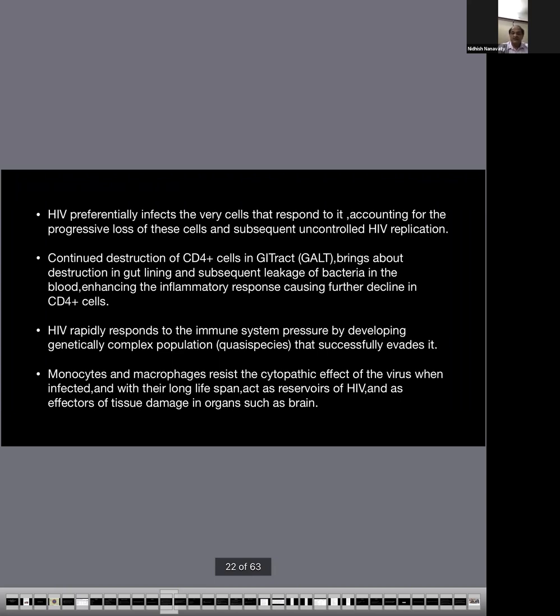HIV rapidly responds to immune system pressure by developing a genetically complex population that successfully evades it. This is also one factor which prevents a successful vaccination program. Monocytes and macrophages resist the cytopathic effect of the virus when infected, and with their long lifespan, act as a reservoir of HIV and as effectors of tissue damage in organs such as the brain.